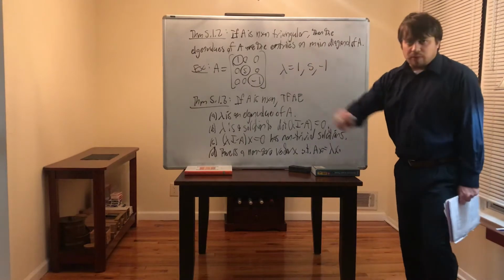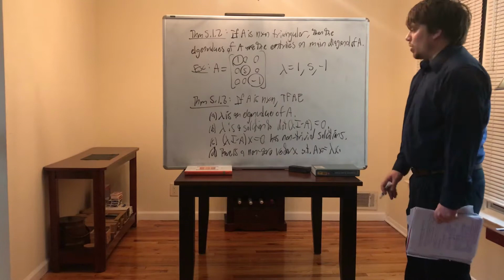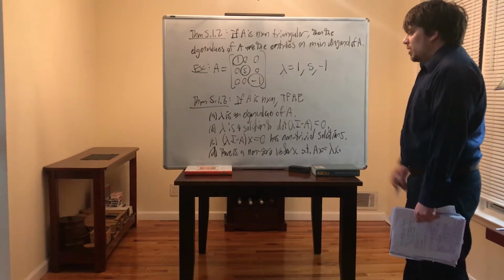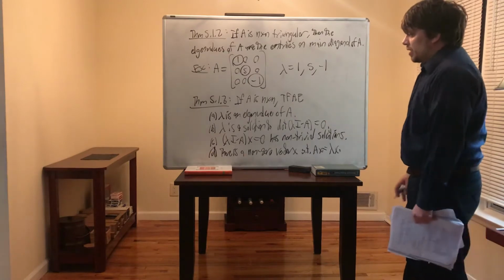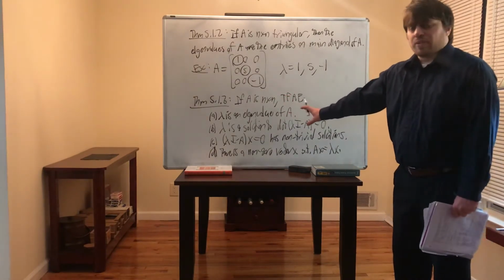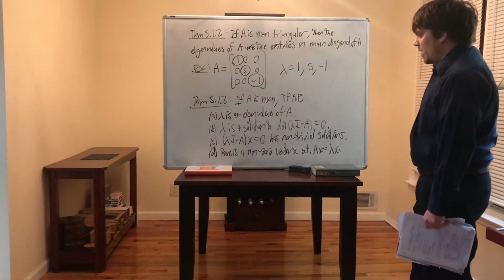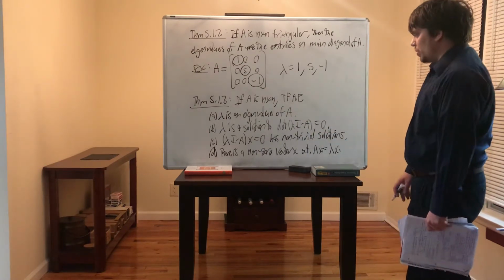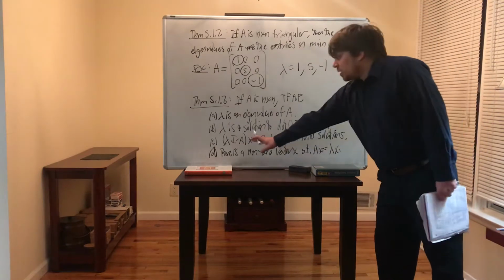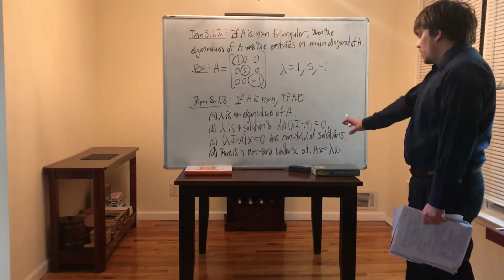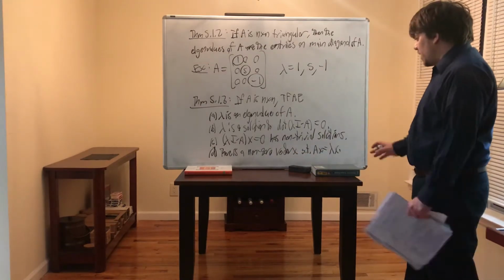So this is Theorem 5.1.3. It says if A is an n by n matrix, the following are equivalent. These are our four statements, and it's saying these four statements are equivalent, have the same truth value. A, lambda is an eigenvalue of A. B, lambda is a solution to the determinant of lambda I minus A equals 0. C, lambda I minus A times x equals 0 has non-trivial solutions. D, there is a non-zero vector x such that Ax equals lambda x.